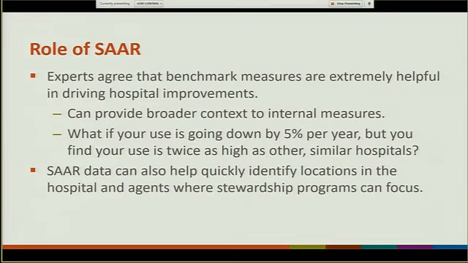For the role of the SAARs, the experts agree that the benchmark measures are extremely helpful in driving hospital improvements, and it can provide a broader context to internal measures. What if your antibiotic use goes down by 5% per year, but you find yourself twice as high as other similar hospitals? And so the SAAR data can quickly help you identify locations in the hospital and agents where stewardship programs can focus on. Next slide.